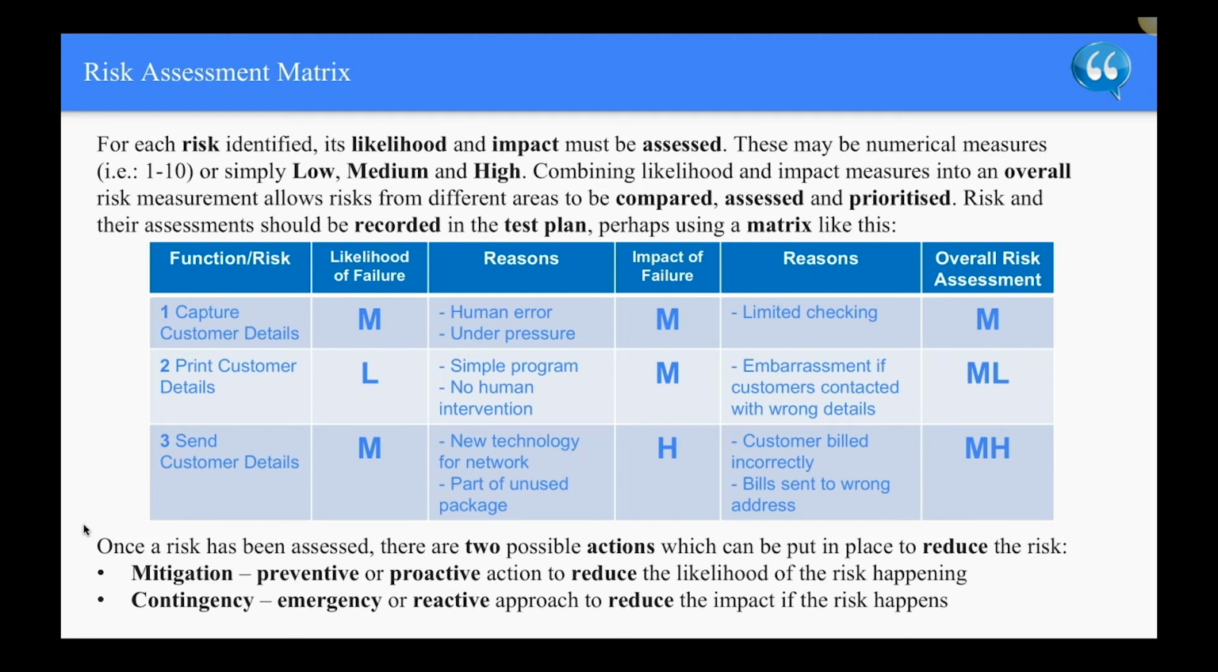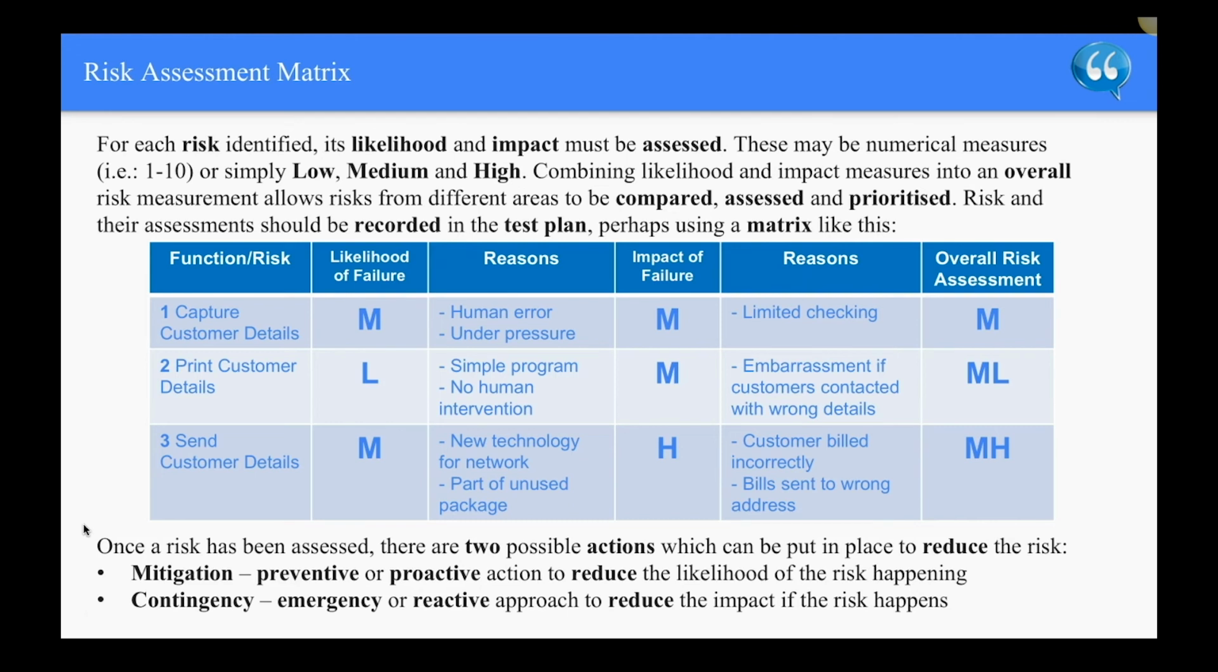And the third example here of a function is send customer details. The likelihood of failure is medium. The reason for that is new technology for network, part of a used package. And the impact of failure is high. The reason is customer billed incorrectly, bill sent to wrong address. So the overall risk of this function is medium high.